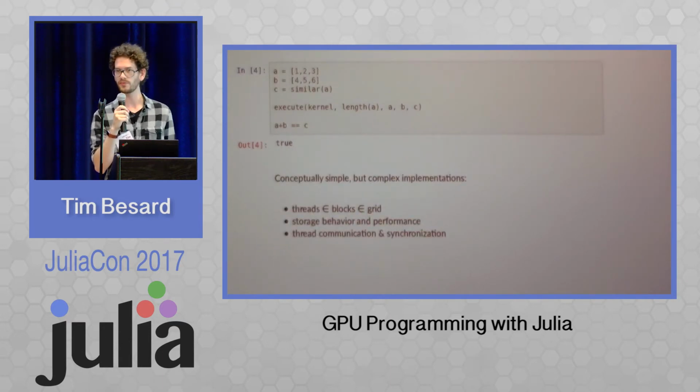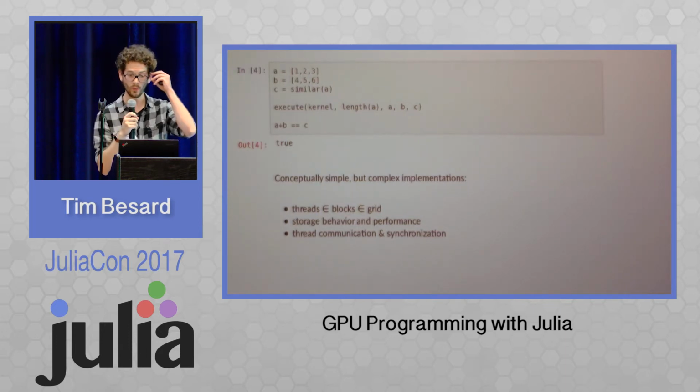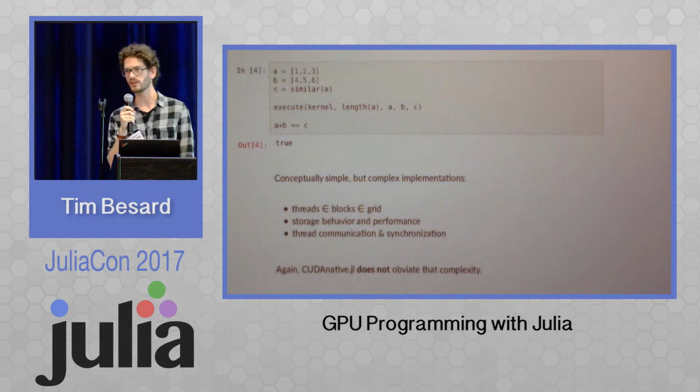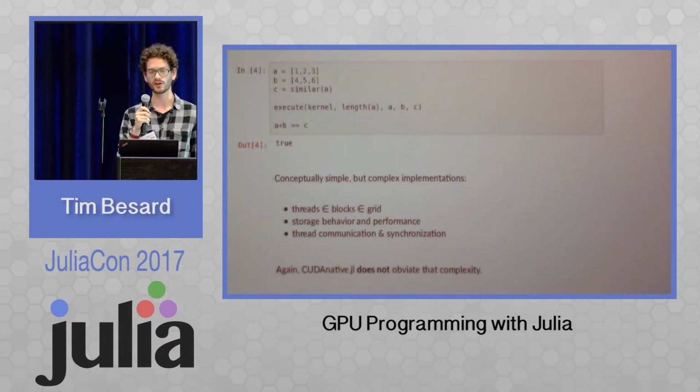Conceptually, this is of course very simple, but real-life GPU implementations have quite some additional complexity. One being, we're not dealing with threads and only threads. Threads are grouped in blocks which make up the grid, and we have different storage behavior and performance for different kinds of memories, with also the communication between threads and the synchronization differing between whether the threads are part of a block, part of a group, part of a lane, and so on. So this is a lot of complexity, and again, CUDAnative.jl does not attempt to obviate that. So we are still programming at the same abstraction level as CUDA. We're just doing it from within Julia.